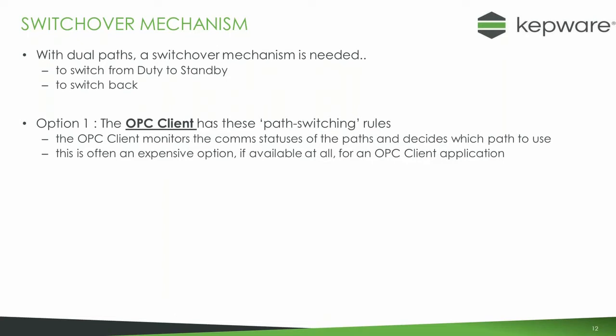It must monitor the status of both paths and decide which path to use, which path is best at that time. Often that level of redundancy of the OPC layer is not available for many applications. And if it is, often it's an expensive option. It certainly would cut down your choice if you're looking for an OPC client, if you have to look for one that has this switching capability.